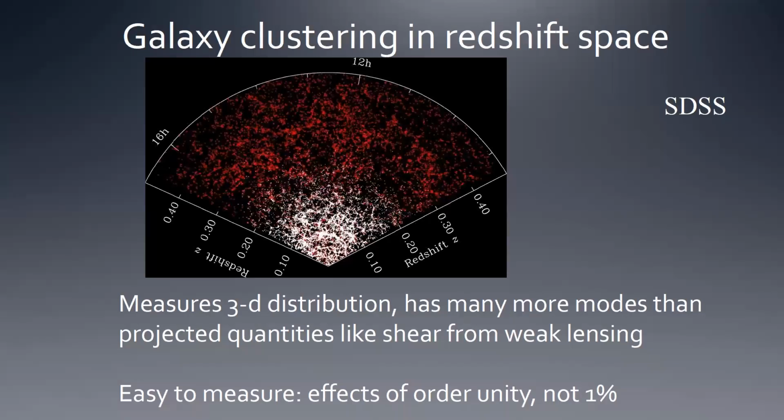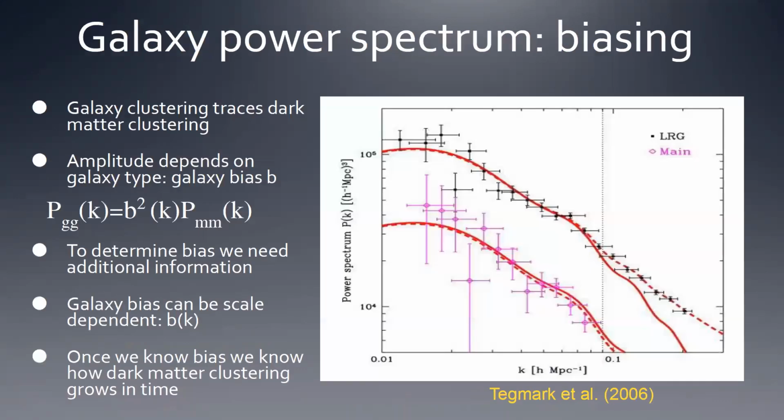Okay, so let me talk about this second probe, which is galaxy clustering. Here we are looking at the galaxies and how much they cluster, but we do this in 3D. First of all, these effects are very large. You can see by eye that the galaxies are clustered. Here I'm showing two different types of galaxies: main galaxies and red galaxies.